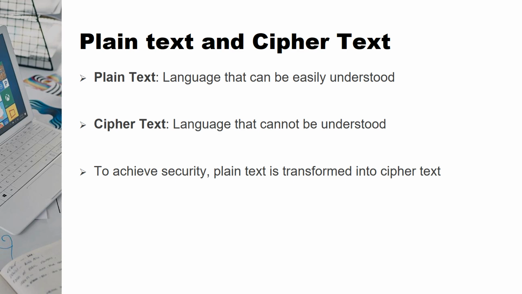Then ciphertext, on the other hand, is the result of applying an encryption algorithm to plain text, rendering it unreadable without the correct key. This transformation is essential for maintaining confidentiality. For instance, if you encrypt the message "Hello World" using a cipher, the output might look like a random string of characters, completely meaningless to anyone without the decryption key.